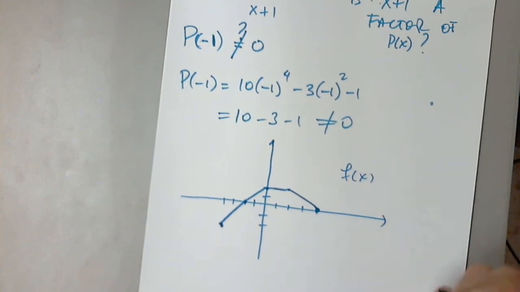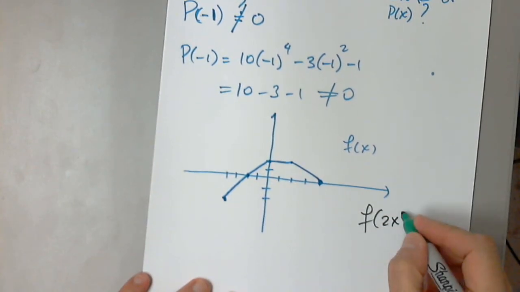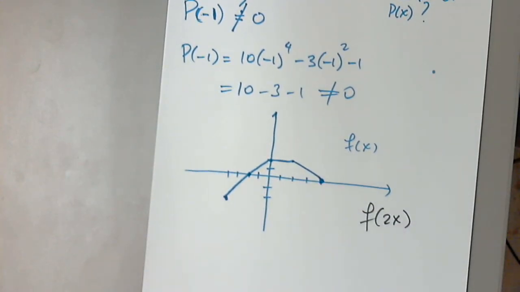This is a function f of x, I hope you agree. And I would like us to graph f of twice x. So we're given a graph. This is at (-4, -2). This is at (-2, 0), (0, 2), (2, 2), and (4, 0). So we're asked to graph f of twice x.